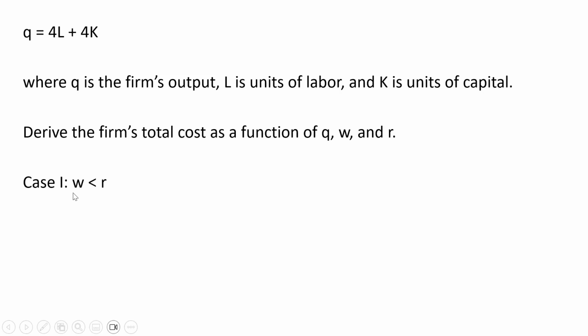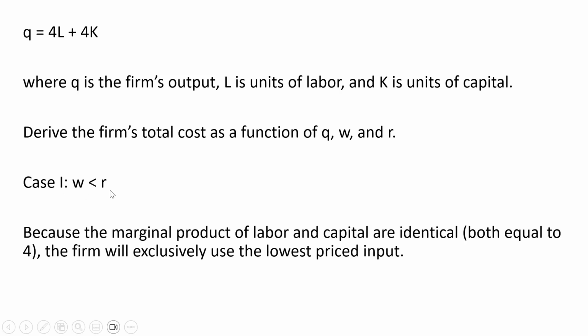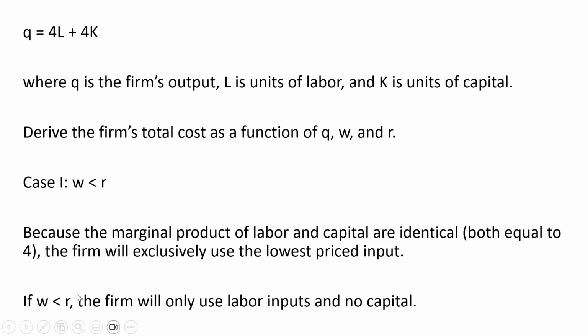Case 1, if the wage is less than the price of capital, the firm will only hire labor inputs. Because the marginal product of labor and capital are identical in this case, marginal product of labor is 4, marginal product of capital is also 4, the firm will use the lowest priced input. In this case, that would be labor. So if W is less than R, the firm will only use labor inputs and no capital. Again, this is assuming that the marginal product of labor equals the marginal product of capital.